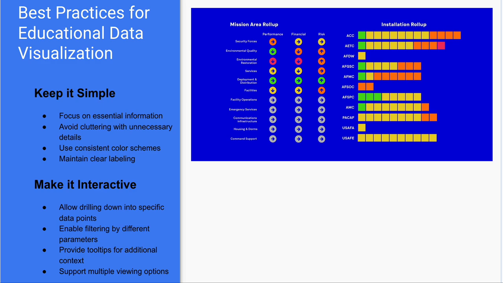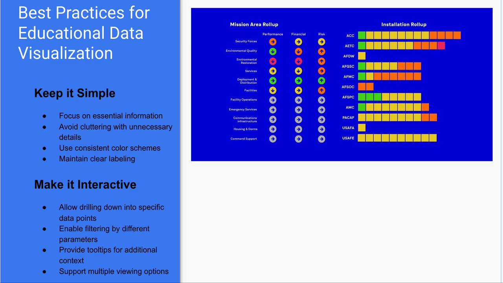Best practices for educational data visualization. Keep it simple. Focus on the essential information, which we do with our spreadsheets for sure. And then also on Edgenuity, it's very easy to pull up the progress report and just see the essential information on whether they're in the blue, the green, orange, or red. Avoid cluttering with unnecessary details. Don't need to know every little assignment that they're missing, but it's good to have an overall snapshot of how they're doing. Use consistent color schemes and maintain clear labeling.